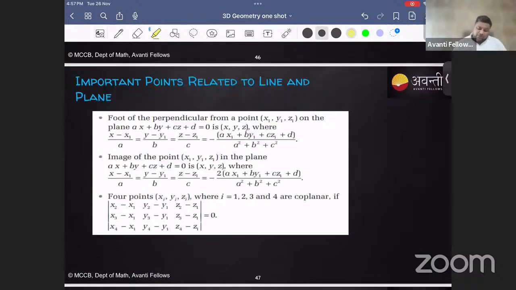Now, there is a formula for foot of perpendicular which I do not recommend you guys remember. So better if we have to find it, then we will find the foot of altitude like I did in the image question. Got it?